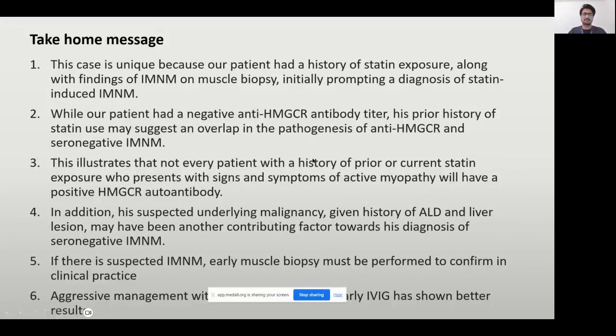and although the patient did not have a history of prior or current statin exposure, he still had an active myopathy. In addition, his suspected underlying malignancy, given history of ALD and liver lesions, may have been another contributing factor towards the diagnosis of seronegative IMNM. If there is suspected immune-mediated necrotizing myopathy, early muscle biopsy must be performed. So that's very important. And aggressive management with steroids and IVIG has shown better results.